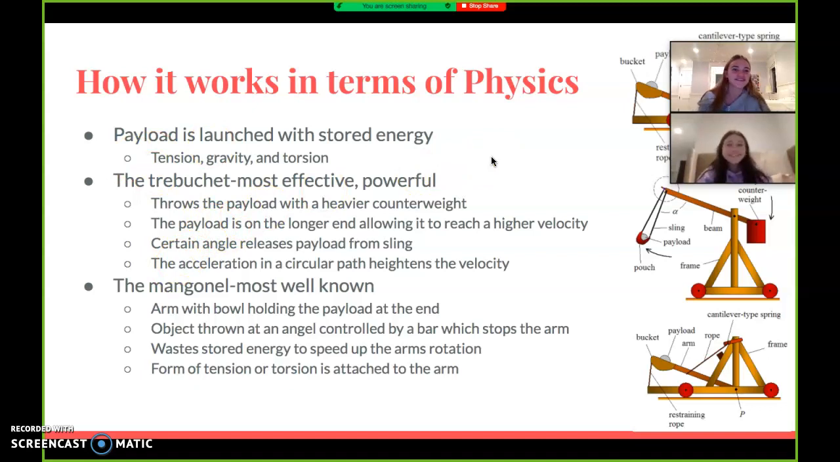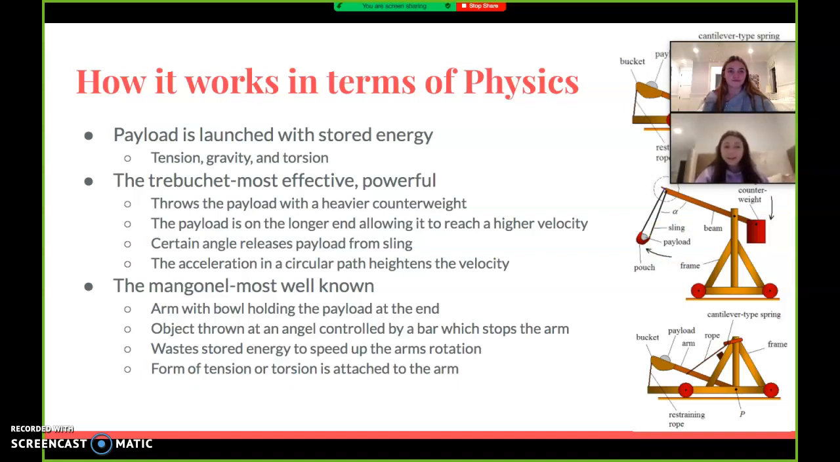Now we have the physics of it. All the catapults had something called a payload, which is launched with stored energy, and it was either through tension, gravity, or torsion. The trebuchet is the most effective and powerful catapult that they developed, and it basically throws the payload with the heavier counterweight, which is on the opposite side. As you can see in this second picture, there's the heavy counterweight and then the payload sitting in a pouch. When it gets to a certain angle, the payload is released from the sling, and then the acceleration is in a circular path, which heightens the velocity and causes it to go faster and have more power.